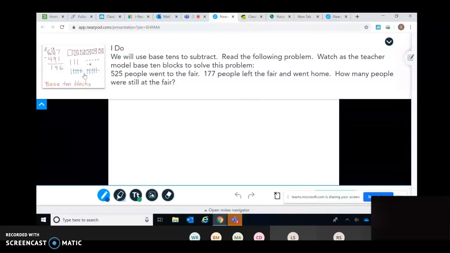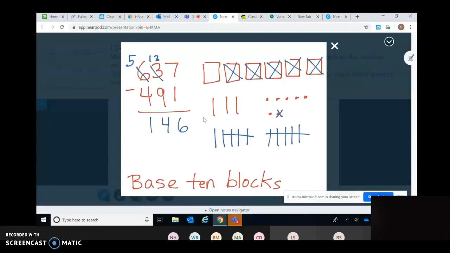Before we do, Ms. Bowie gave you this. This is not the answer to the problem. This is more like an anchor chart, and it reviews how to subtract with base 10 blocks. Anytime you get lost, there will be this anchor chart to the left. So we have 637 represented in red, and then I took away 491, represented by the blue.